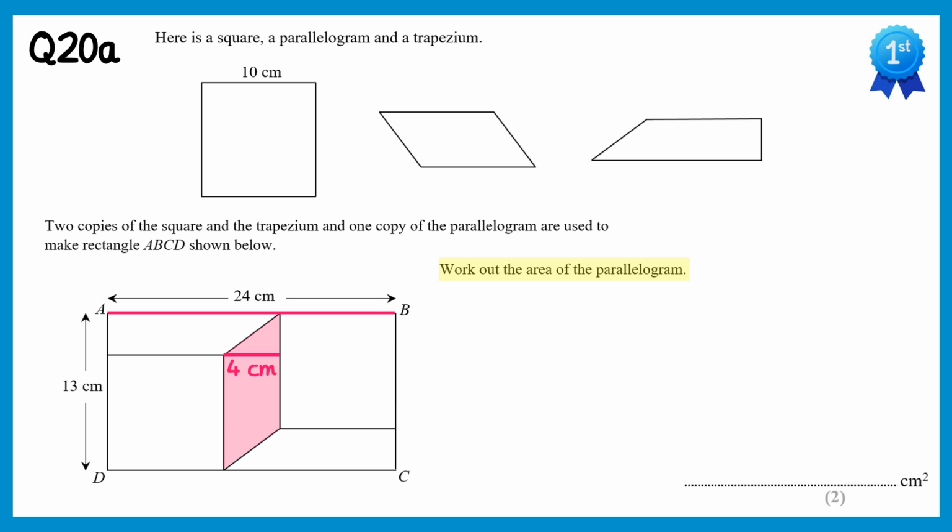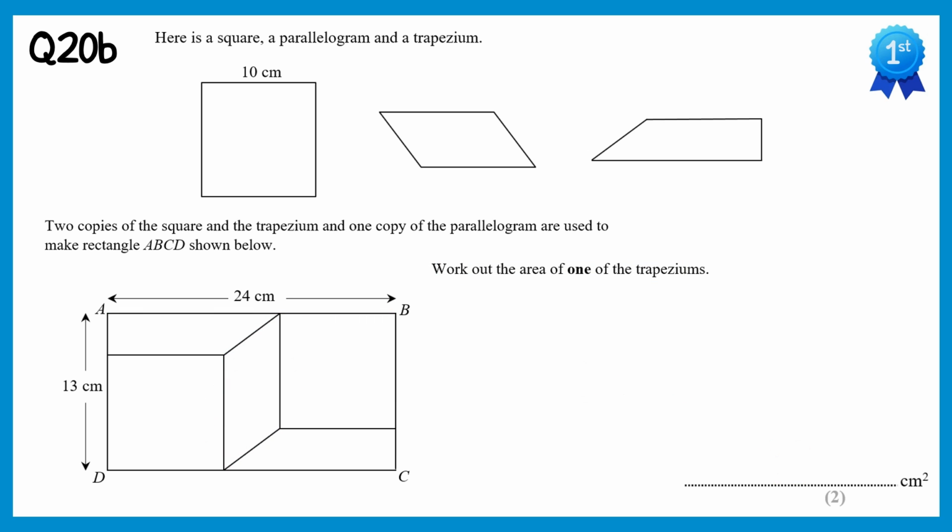Now that line's helpful because it's the height of our parallelogram. We also need the base of the parallelogram. Well, remember earlier we said the length of the square was 10, so also this is 10, and this is 10. So the base of the parallelogram is 10. To find the area of any parallelogram, you just multiply its base by its perpendicular height, so we just do 10 times 4, which is 40.